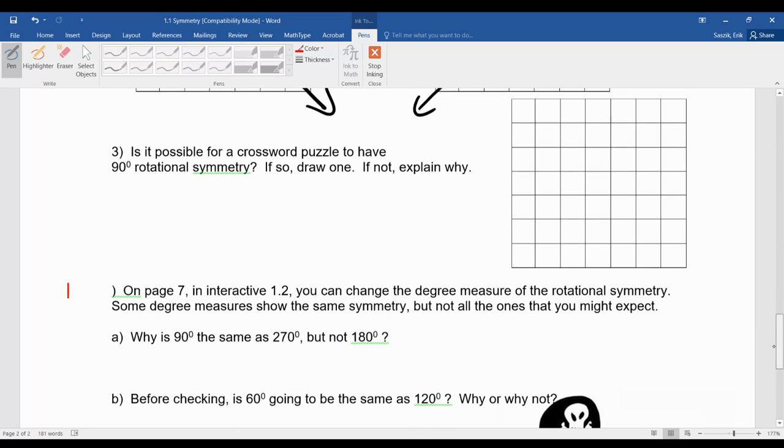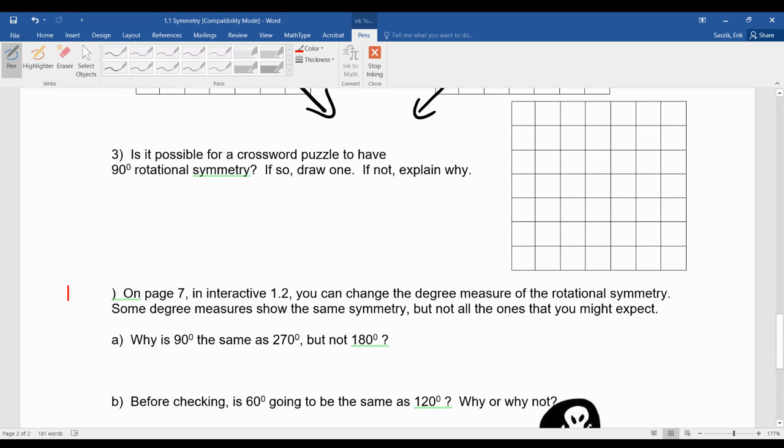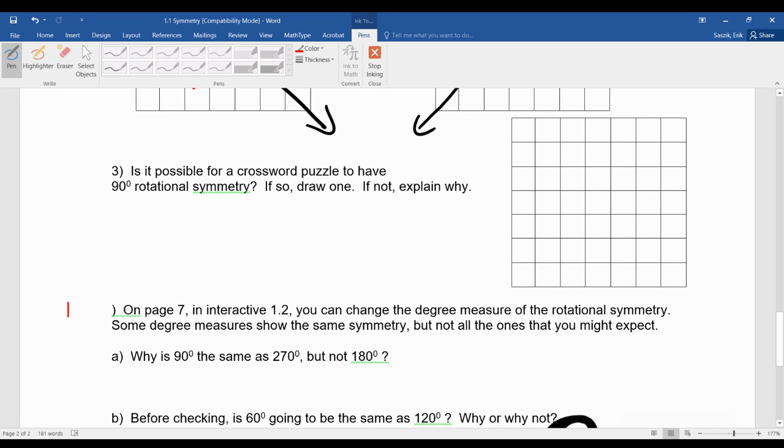Okay, is it possible for a crossword puzzle to have 90-degree rotational symmetry? That means it has to have point symmetry and 90-degree rotational symmetry. If so, draw one. Think about it. The answer is yes, and there's actually an infinite number of correct answers. Something like this, for example. If I color in these four corner pieces, that has both point symmetry and 90-degree rotational symmetry. Maybe it's not an infinite number of correct answers, but here is another one, right?